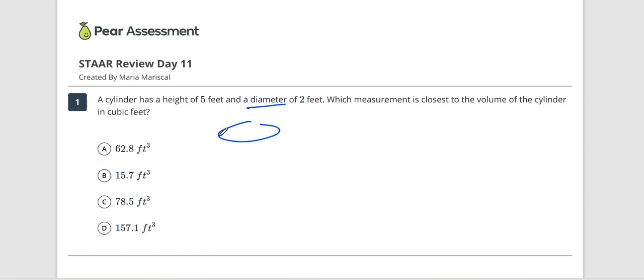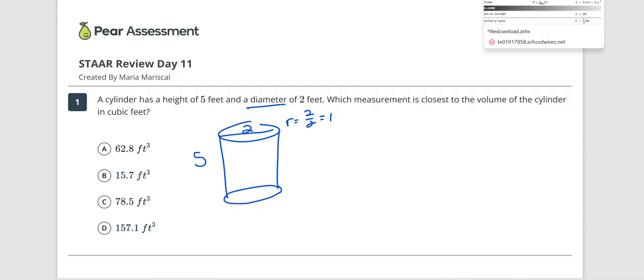So cylinder, just start with the obvious. You're going to go with the diameter of 2. You don't use that. We're going to use a radius, which is half of that. 2 divided by 2, which is 1. Height of 5. Which measurement is closest to the volume of the cylinder?